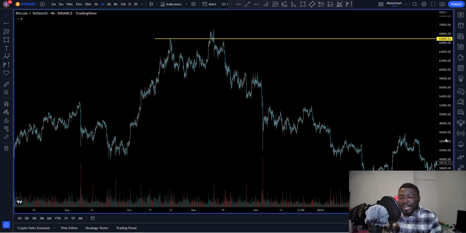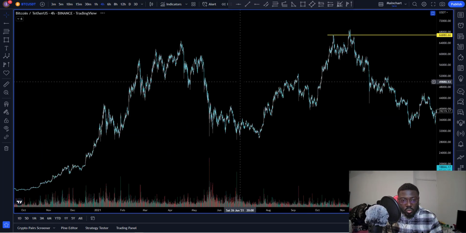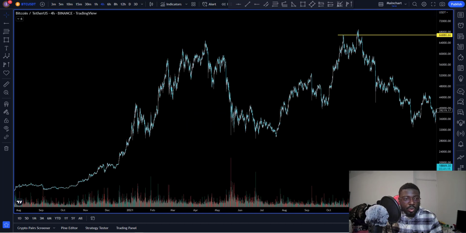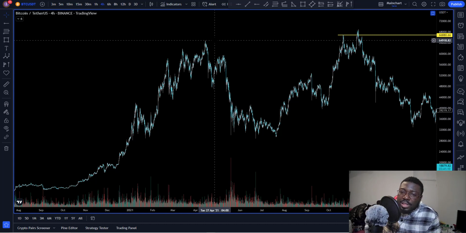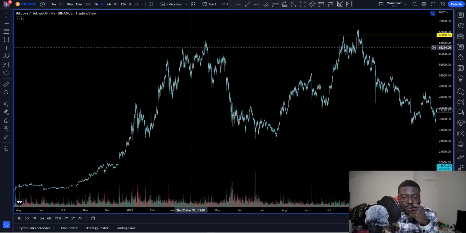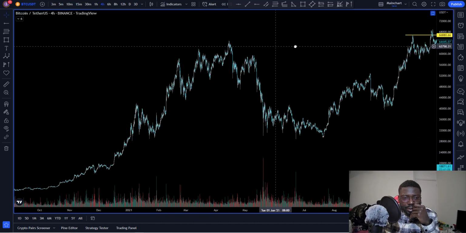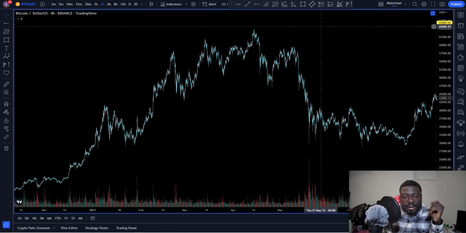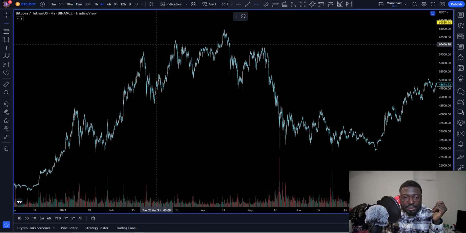It requires patience, and it requires you to also be on alert when the market is trading close to the range of the previous swing high or low. Okay, and to demonstrate how this works, I'm going to show you how the Bitcoin swing failure pattern has worked in spotting the Bitcoin top. If you look at this particular level here, you can agree with me that this is a swing failure pattern.